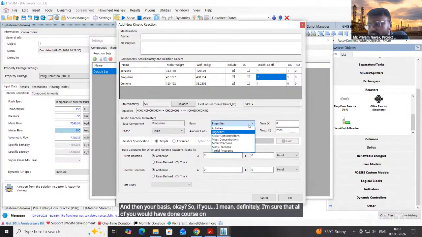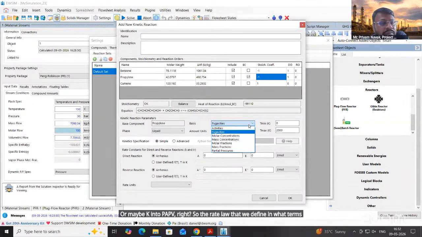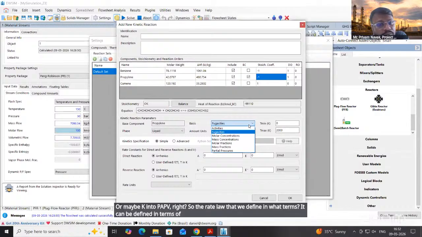In reaction engineering, whenever we write our rate law, we write minus RA equals constant K into CA CB, or maybe K into PA PB, right? So the rate law that we define, in what terms? It can be defined in terms of mole fraction, molar concentration, or partial pressure. Whatever term your rate is defined in becomes your basis.